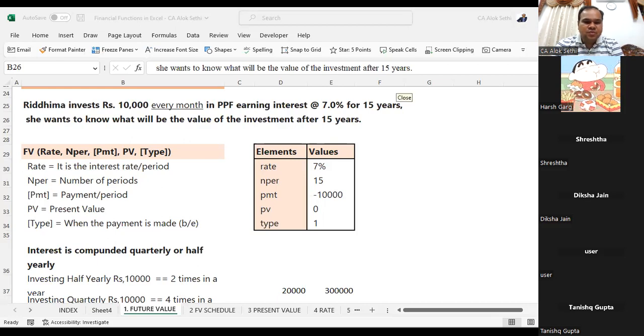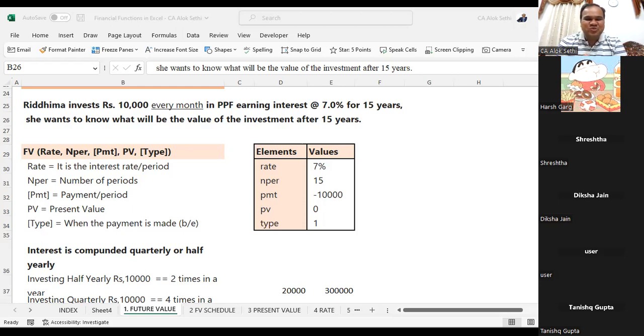10,000. Okay. 10,000, are we investing one time or multiple times? 10,000 एक बार इन्वेस्ट कर रहे हैं या बार बार इन्वेस्ट कर रहे हैं? Recurring, multiple times. Okay, so if we invest anything multiple times, will it be called a PV or PMT? Will it be a PV or a PMT if you are investing multiple times? Tell me, PMT, PV.